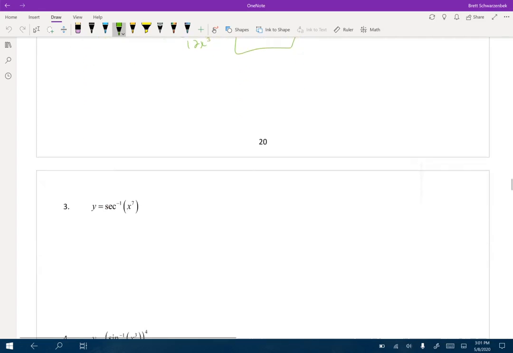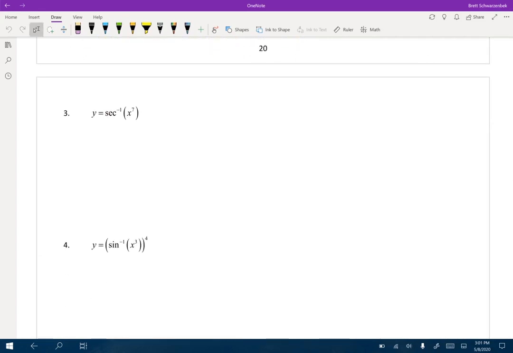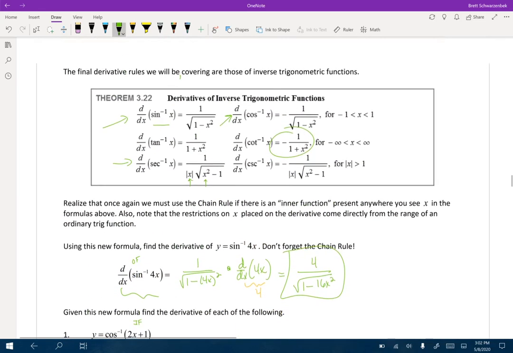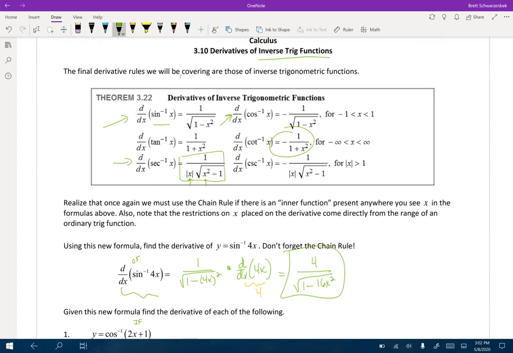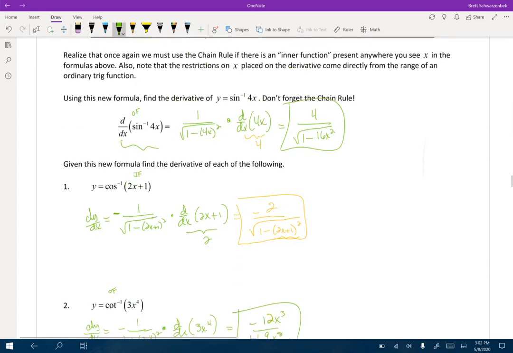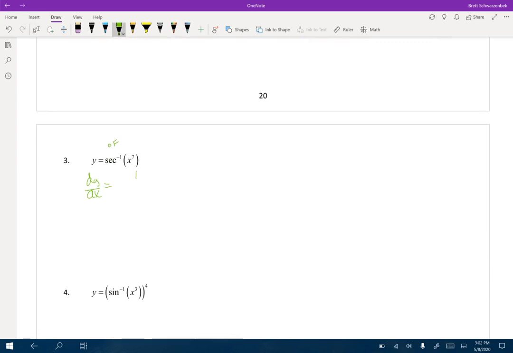Okay, up next, we have the secant inverse of x to the 7th. So dy dx. Outer function again is secant, so we return to our secant derivative, our base derivative, which is right here. Remember there are two placeholders this time, so we're going to get 1 over the absolute value of our inner function times the square root of, again, our inner function quantity squared minus 1 times the derivative of our inner function.